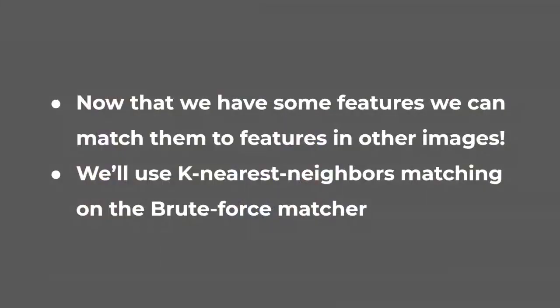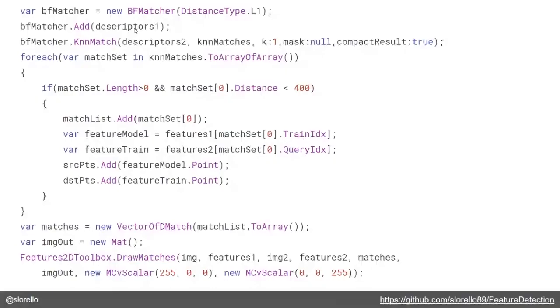So the next thing we will need to do is correlate those features together. And to do this, we're going to use what's called a KNN, K nearest neighbors, matching function in the brute force matcher. The first thing we do is add the descriptors from our first image. Then we call KNN match with our descriptors from our second image, with K equal to 1. And then for all the features that we find matches for, if the distance is lower than some arbitrary value, I said 400 here, we'll pick that as a match that we're going to use.